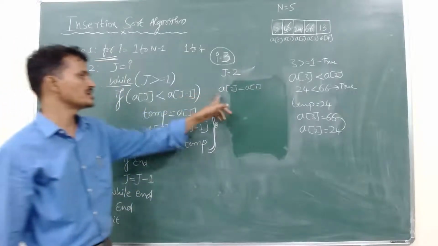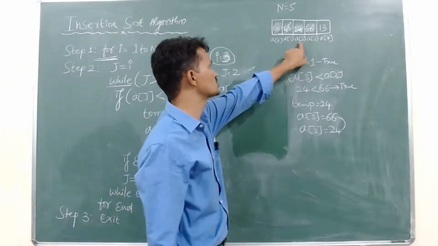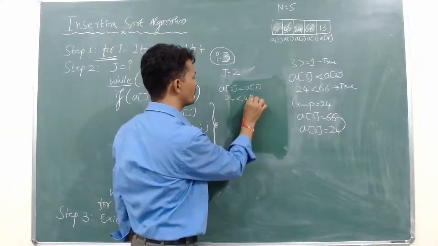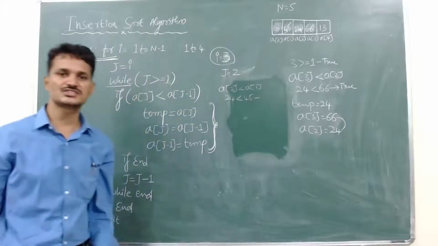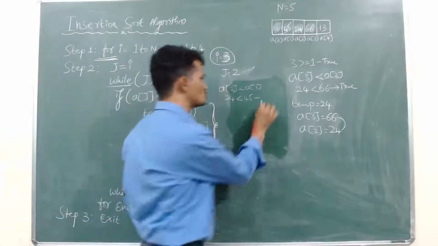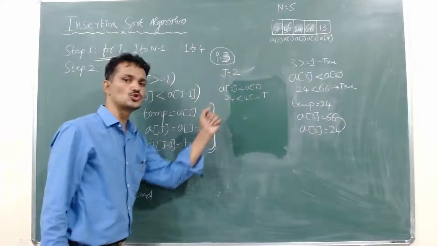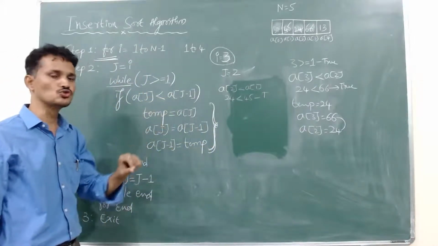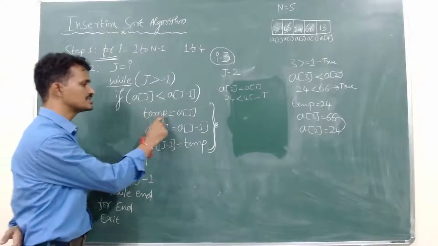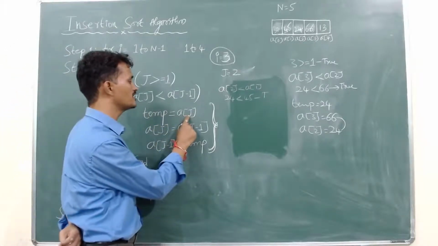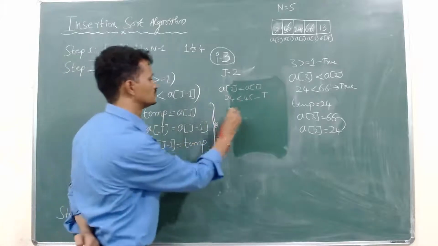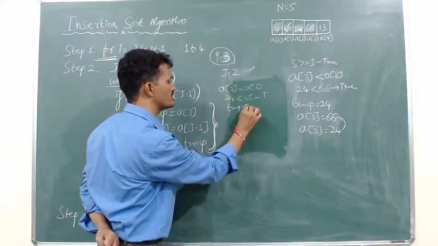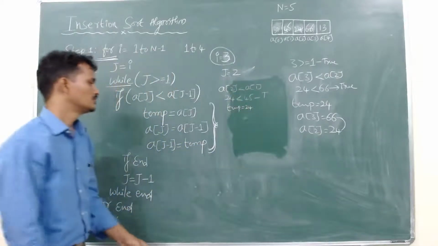What is the value stored in a of 2 and a of 1? A of 2 is 24 and a of 1 is 45. 24 is less than 45. Yes, it is true. When this condition is true, I need to interchange those two values. Temp is equal to a of j. A of j means a of 2. So temp is equal to a of j. What is in a of j? 24.